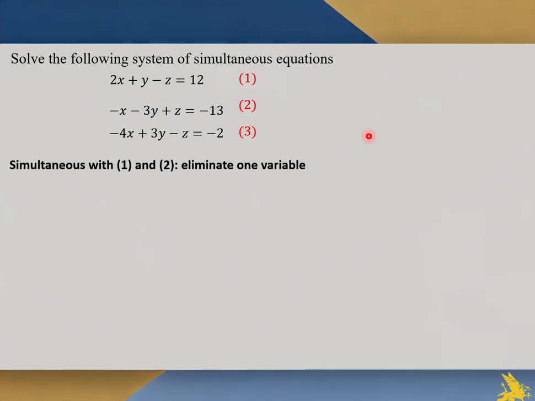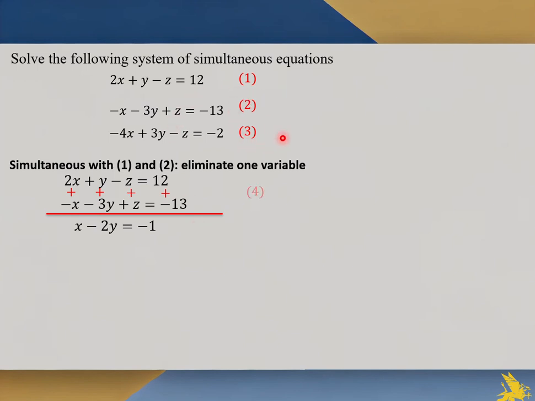So with 1 and 2, I'm straight away going to write them down with elimination, and I can see z can be cancelled out straight away if I add all the terms. So z's been cancelled out, and I've got 2x plus negative x, which is x, y plus negative 3y is negative 2y, and 12 plus negative 13 is negative 1. I will then do the exact same, but with 2 and 3.